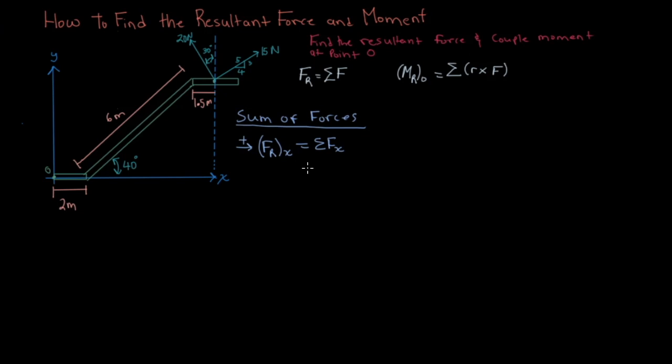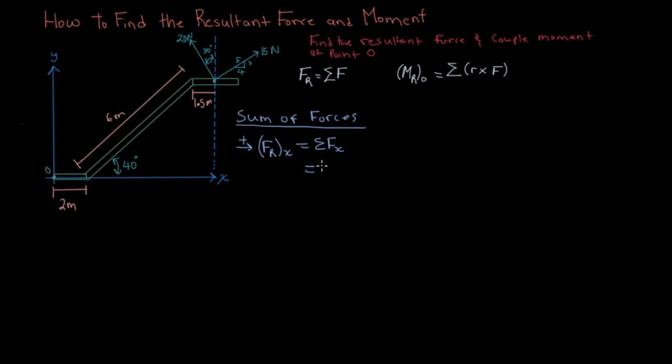So let's solve the sum of forces. We'll start with the 50 Newton force here. As you can see, it's pointing in the positive x direction, so it's going to have a positive sign. To get the x component of it, we're simply going to take the ratio of the x component of the force to the hypotenuse component of the force, and then multiply it by the total force, the magnitude of the force.